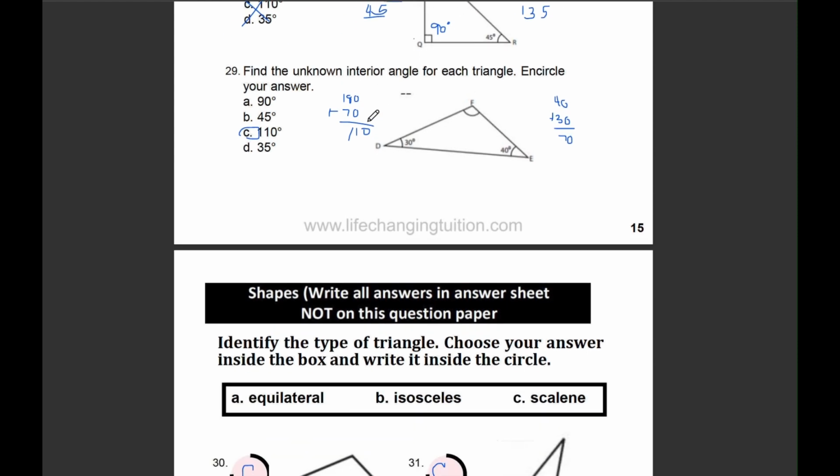Number 29. Triangle with angles 30 degrees and 40 degrees. Find the third angle. Options: 90 degrees, 45 degrees, 110 degrees, 35 degrees. Why not? 90, 45, and 35 do not bring the total to 180. Answer: 110 degrees.